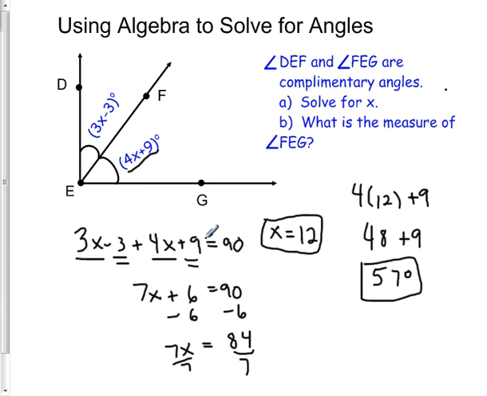And then you can always check. Put 12 in here, and you should get the complement of 57 degrees, which would be 33 degrees. Okay, so that's it for this video. Watch the next one for a different type of problem.